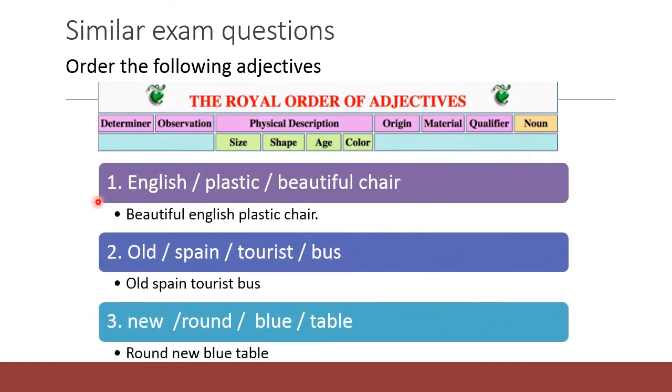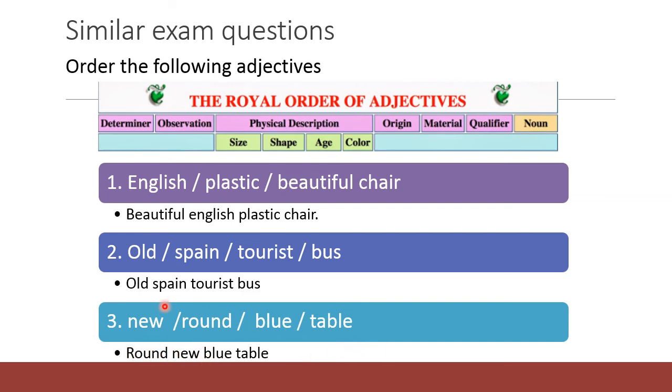So, in the first one, beautiful English plastic chair. So, beautiful is observation or my opinion. Then we have origin, English, material, plastic, and then chair. The second example, old Spain tourist bus. Old is the age, Spain, origin, and tourist is the qualifier or the use of this object, and then the noun bus.